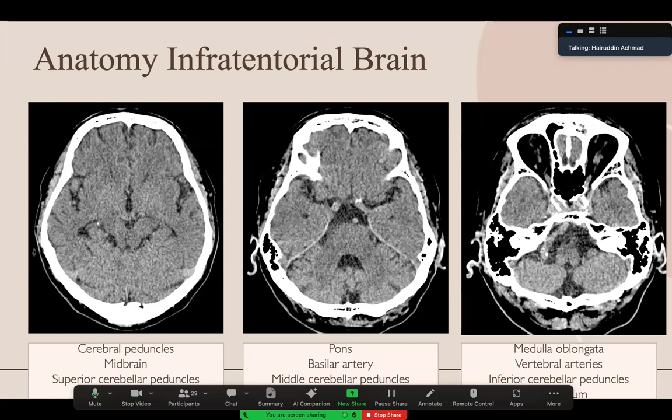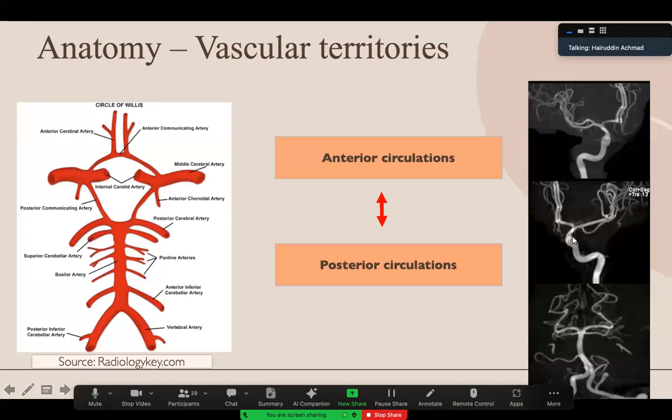Okay, and then next is anatomy on vascular territories. We have two circulations, the anterior and posterior. This is the schematic diagram of a conventional circle of Willis. What I mean by conventional is what we normally learn from the textbook, but sometimes we have one deficient vessel, sometimes you don't have three vessels. But this is what the whole circle should look like.